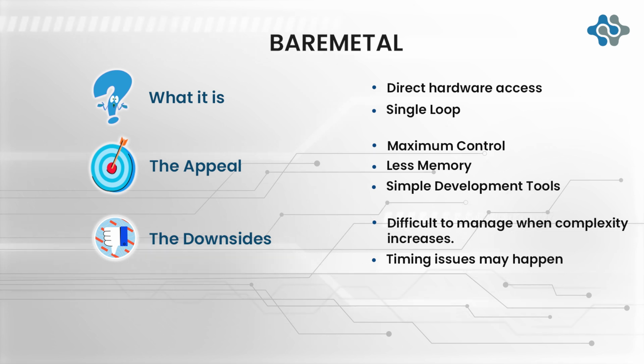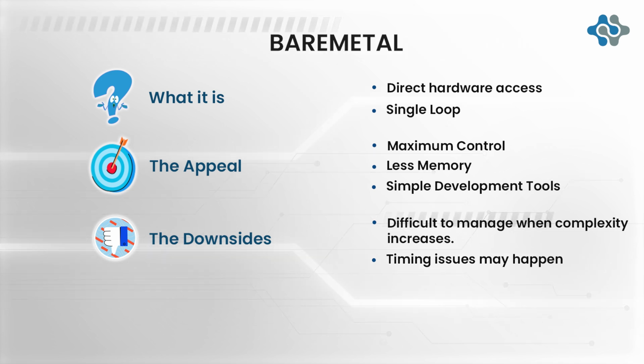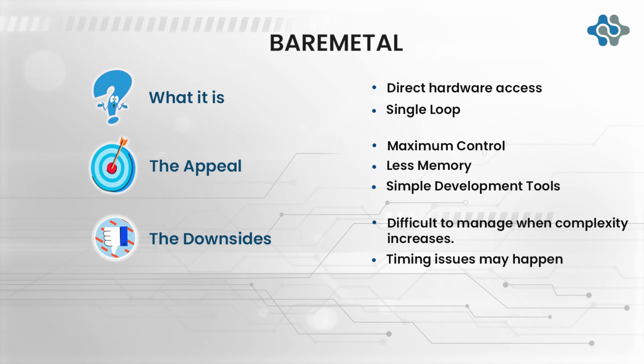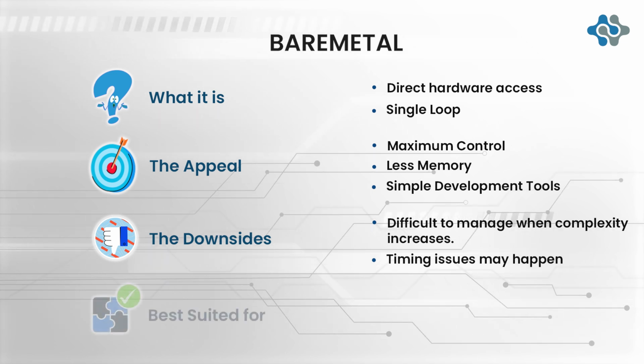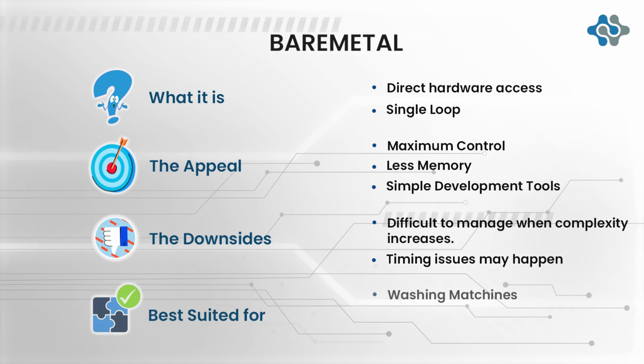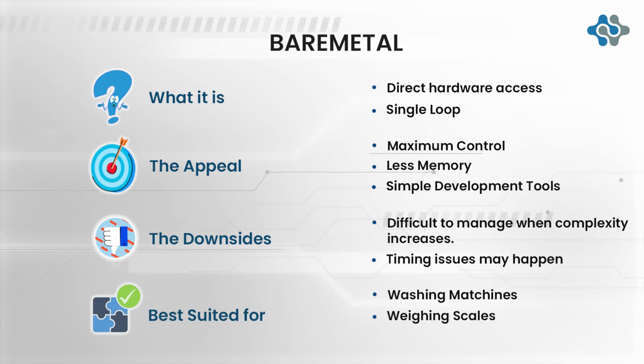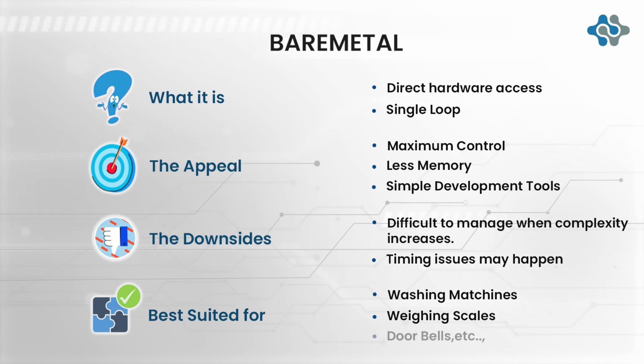Real-time guarantees for multiple concurrent events can be hard to achieve or prove. It's also less modular and harder to reuse code across different hardware. It is best suited for extremely resource-constrained devices, very simple single-function devices, and proof-of-concept prototypes where you need direct hardware access quickly.